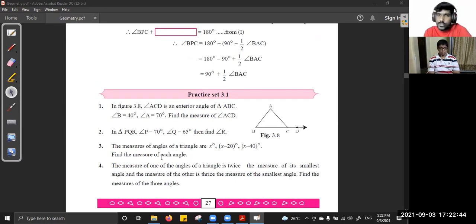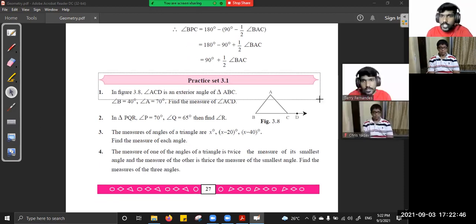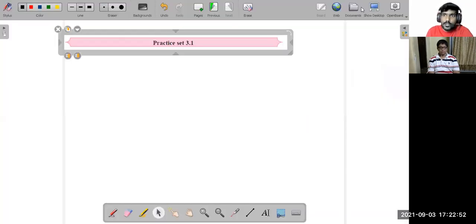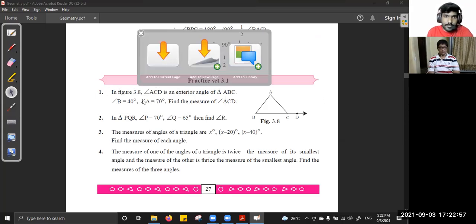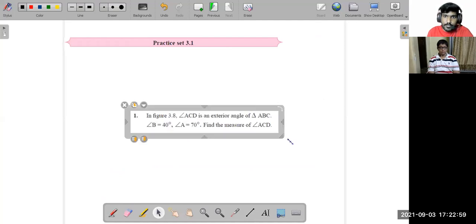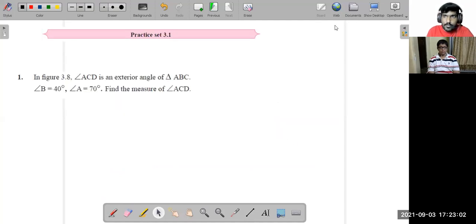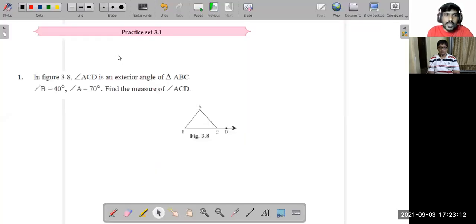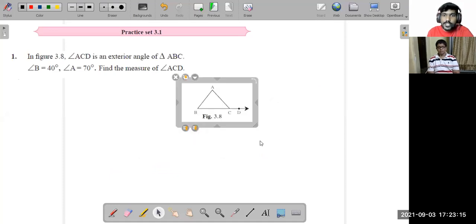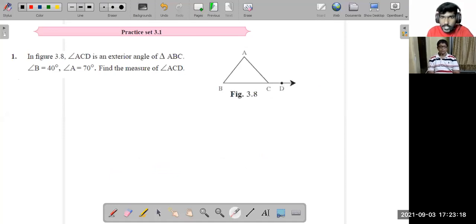Okay. Now, since we know these two concepts, we'll start with the exercise straight away. Practice set 3.1. We'll do the first sum. In figure 3.8, that is this one, ACD is the exterior angle. You can see that ACD is exterior. Can you see the question? Is it visible?